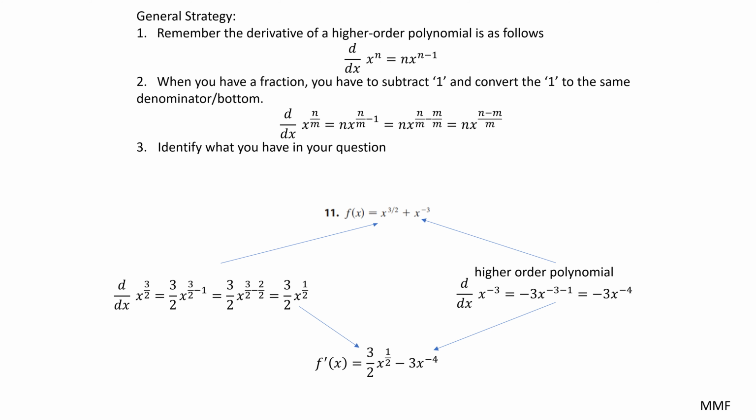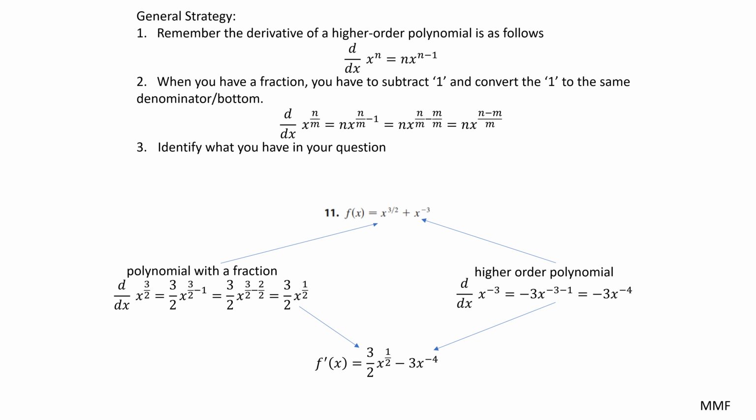All right, so we'll start this with the right-hand side because the right-hand side is a little bit less complicated. It is a higher order polynomial, so we just move the -3 in front and we subtract 1 from it. So we get -3 x to the power of 3 minus 1. 3 minus 1 is simply -4. So we get -3 x to the power of -4.